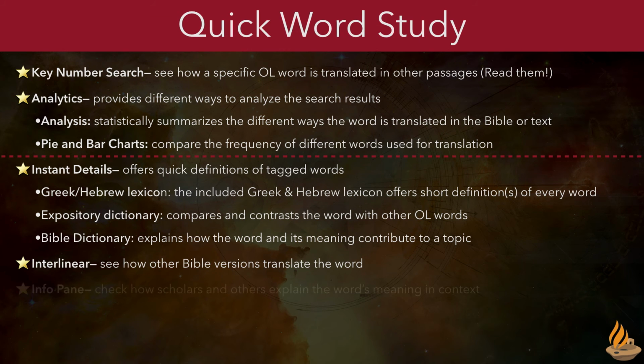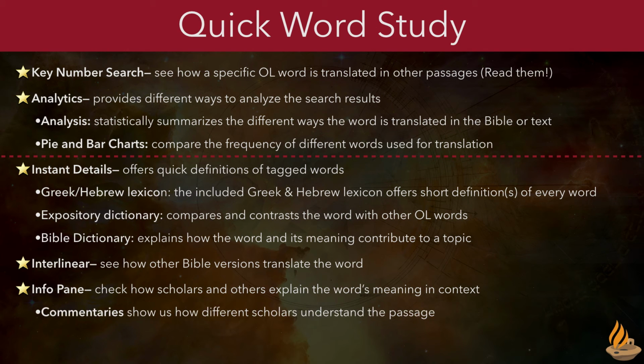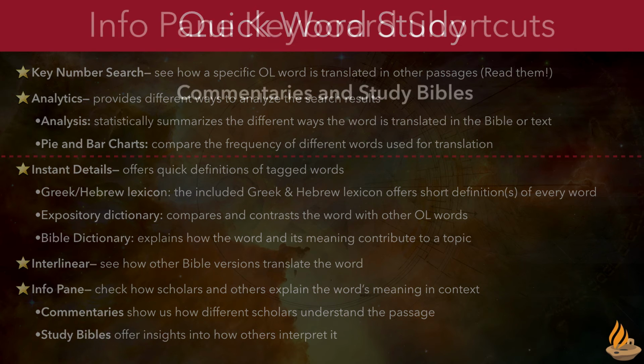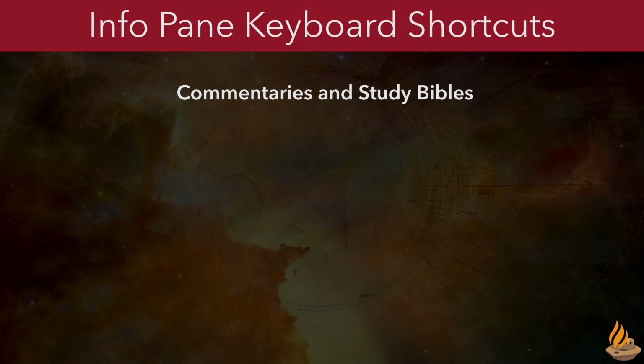And finally, the info pane lets us check how scholars and others explain the word's meaning in context. There, commentaries show us how different scholars understand the passage, and study Bibles offer insights into how others interpret it. The info pane allows us to check multiple sources very quickly. It has a lot of different keyboard shortcuts, which make it even faster to use. So let's review them first.